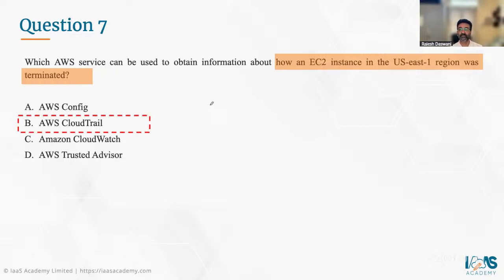CloudTrail has audit information about how an EC2 instance was terminated, what API calls were made, from which location, by whom, using which AWS account, which IAM user account, for example. All of that information is stored in CloudTrail. It's audit information. Okay, so it's monitoring all of your API calls.